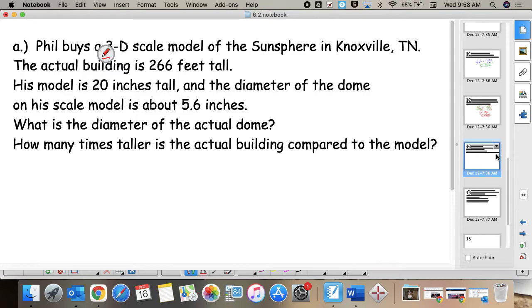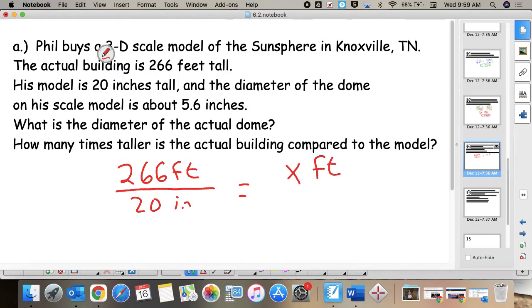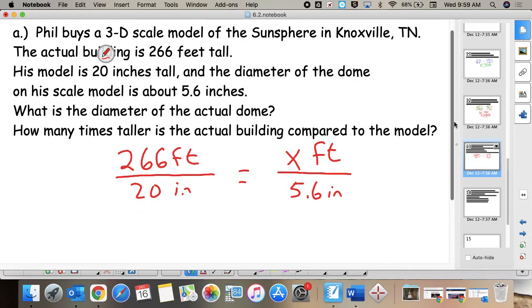So when we start, we're going to set up our proportion. 266 feet tall over 20 inches tall. So we're doing height to height. Then we're going to have to do diameter to diameter. Right now we have the height of the real building, the actual building on top. So we have to do the diameter of the actual building on top. Well, that's my X. The model goes on the bottom then, 5.6 inches. So here's our proportion to cross multiply.